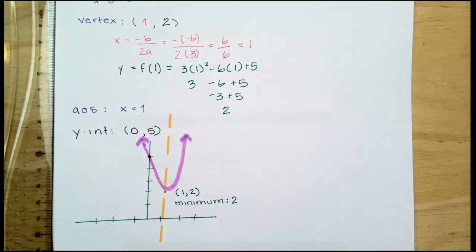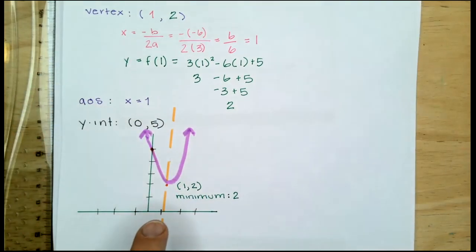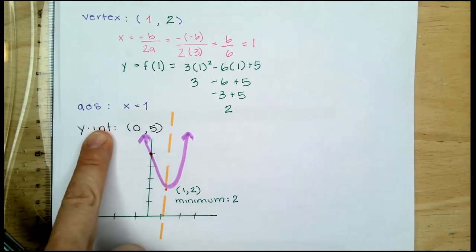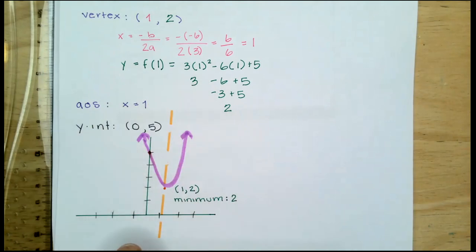Yeah. I think that's all I'm going to do. I'm not going to find the domain and the range yet. We'll do a couple examples with the domain and the range. Right now we're just doing vertex, axis of symmetry, y-intercept, and then using that information to graph it.